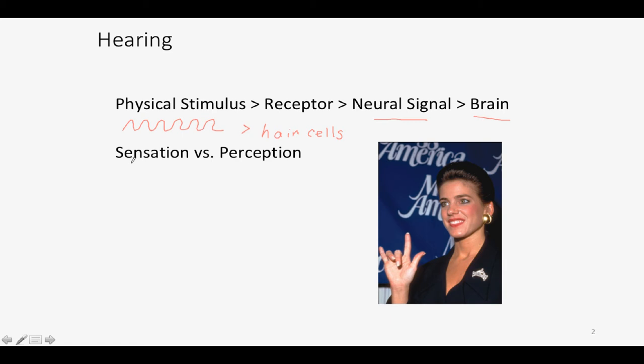Now let's talk a little bit about the difference between sensation and perception. We sometimes take these as being interchangeable, but they're not. Sensation is literally the detection of a physical stimulus. It's your hair cells detecting the sound wave. That is what sensation is. So a good synonym for sensation is detection, that your hair cells detected the sound waves. The perception part actually happens much later, and that's what happens in the brain.